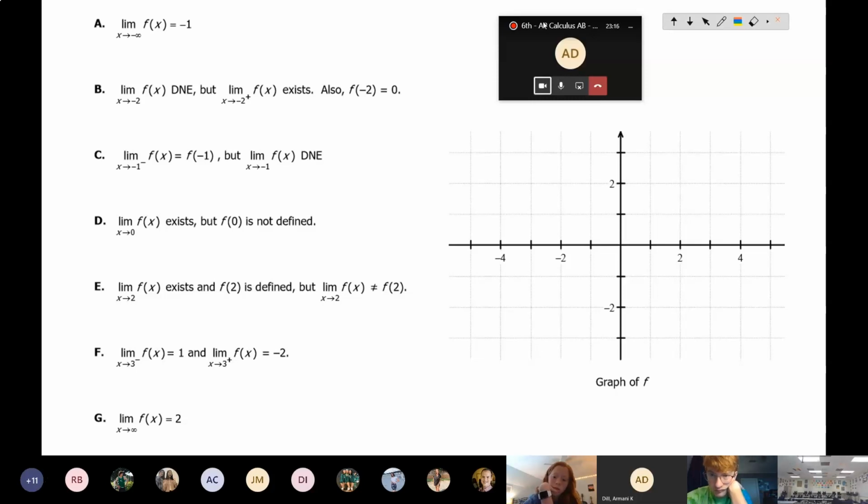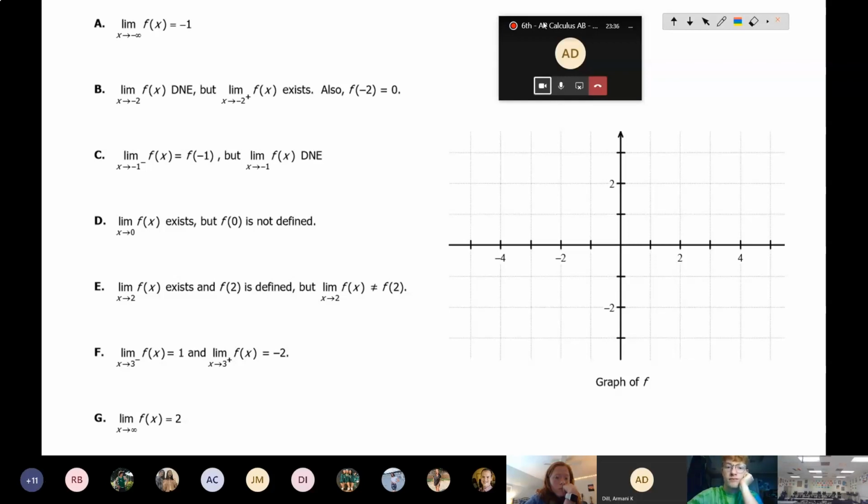This does need to be a function, so your final answer does need to pass the vertical line test. So if you draw a vertical line, you cannot hit the graph more than once or it's not a function. So you might have to go back and erase some things. But go ahead and see if you can draw a graph that has these characteristics.